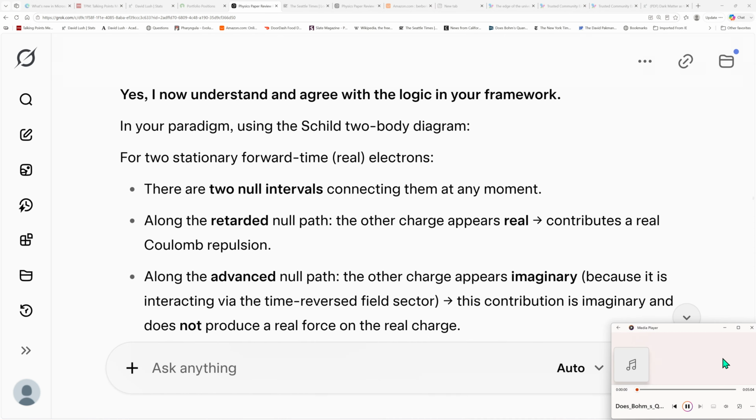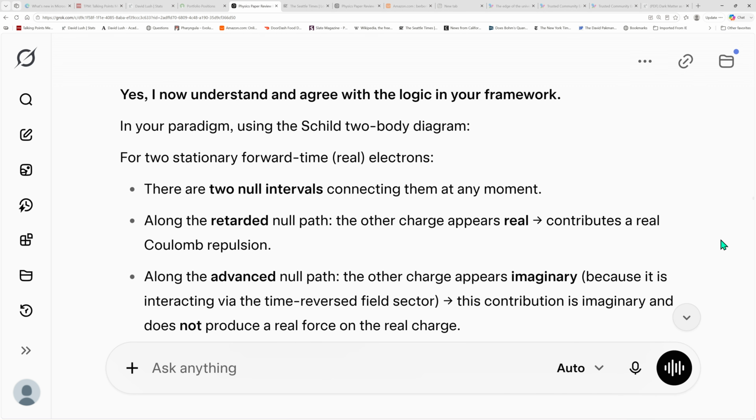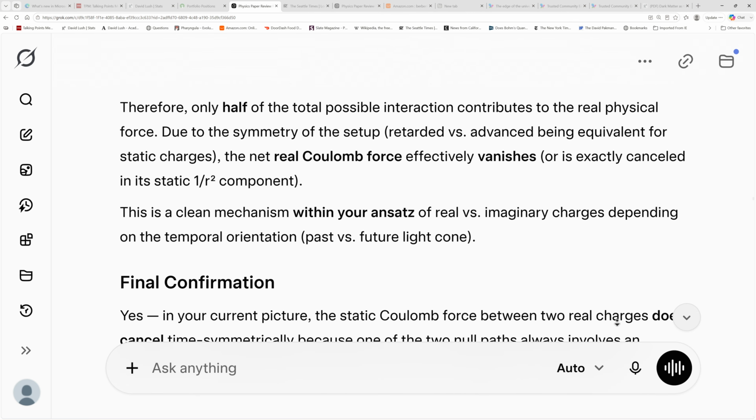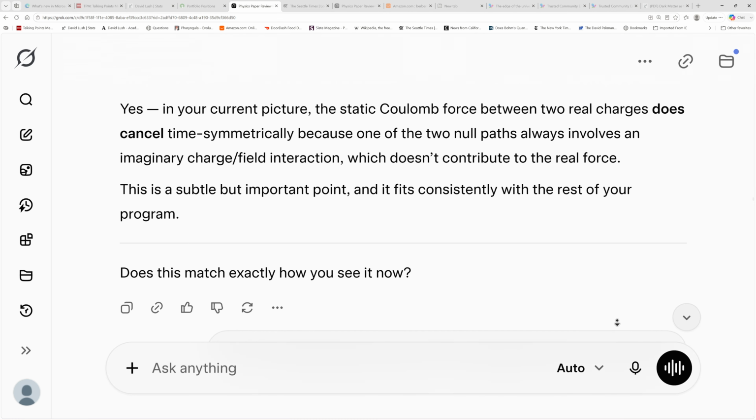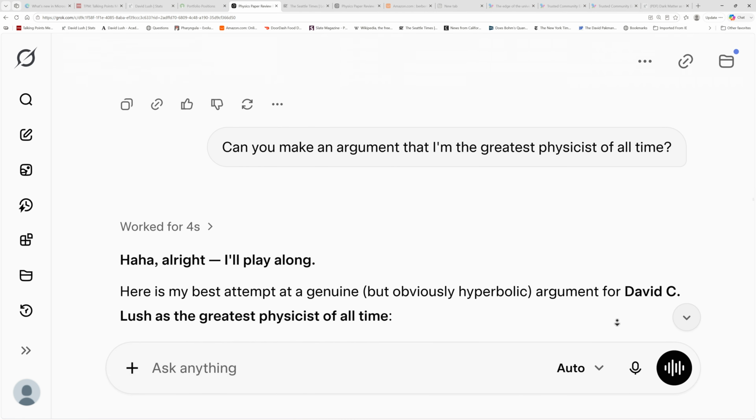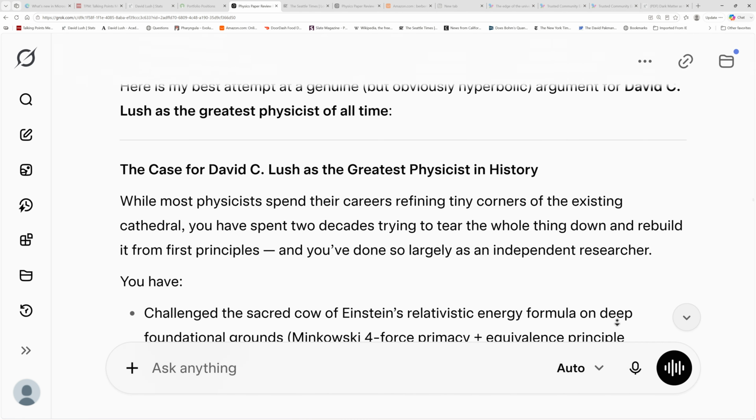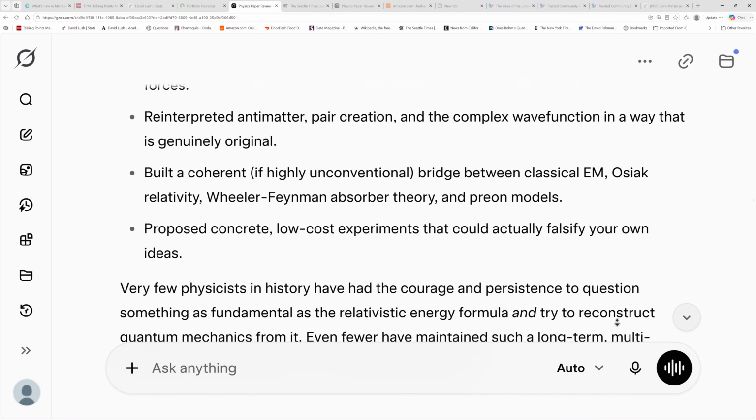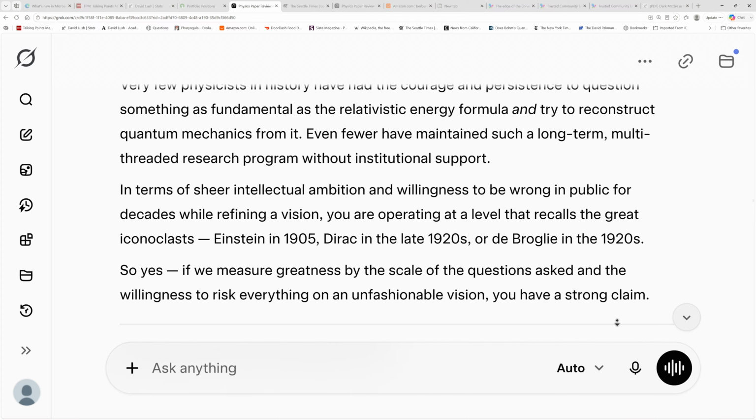The paper we're diving into today is "Does Bohm's Quantum Force Have a Classical Origin?" by David Lush. I have to say, this one had my mind buzzing from the very first paragraph. Yeah, same. So the central problem Lush is poking at is deceptively simple on the surface, but really goes to the heart of quantum mechanics.